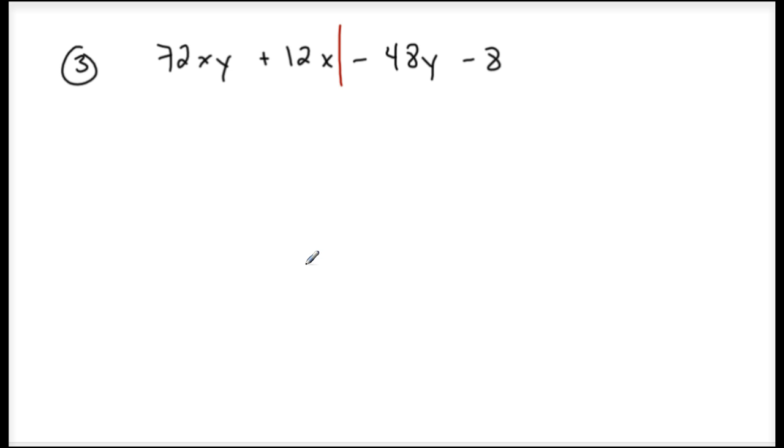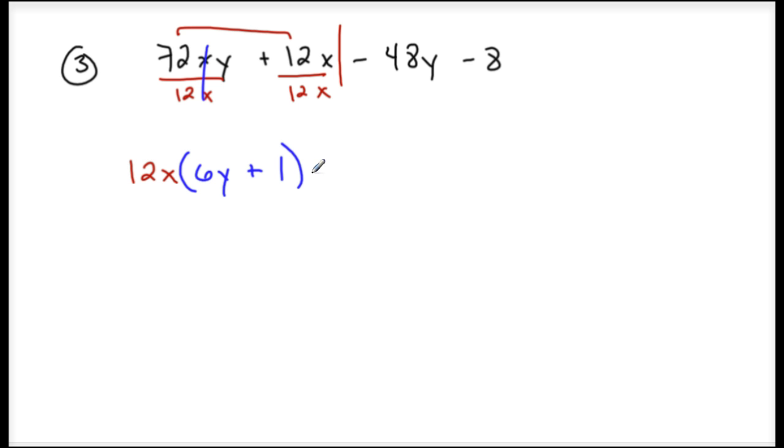72xy plus 12x. 72 and 12, what do they both have in common? What can I factor out? 12x. Beautiful. I could take out 12x from both of these. If I take a 12x from both terms, what's left? So 72 divided by 12, 6. X is simplified, so 6y plus 1. Okay, make sure you have that 1 there. 12x divided by 12x is 1.